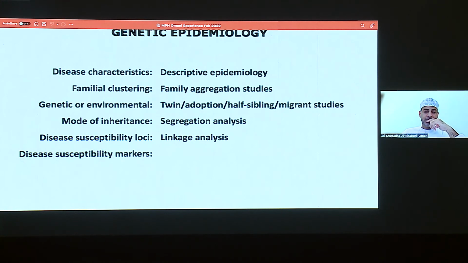The last part is the disease susceptibility markers. Okay, we know the gene, but where is it in the gene? What is the allele? What is the marker? And for this, you need to do association studies. Classically, association studies, specifically if you went with a whole genome, genomic approach, will need a very large sample size. And this is definitely going to need collaboration from the region. So this is the first part, the familial aspects of MPNs in Oman, and I'm sure also in the region.